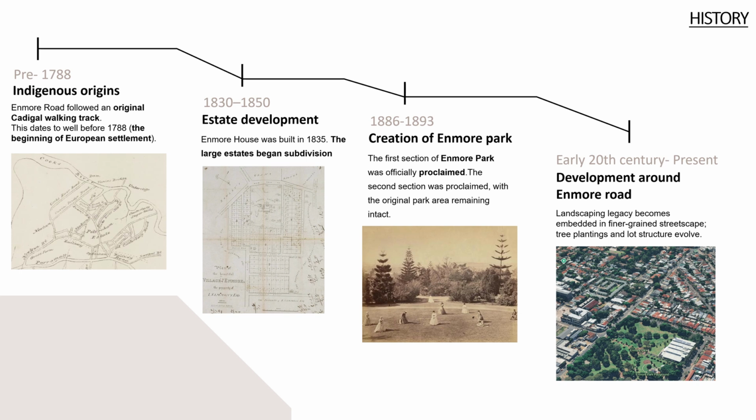From the early 20th century to today, the finer-grained subdivision around Enmore Road transformed the landscape into the dense residential and commercial streetscape we experience. These historic phases help us understand why certain patterns, like wide open areas, tree lines, and irregular blocks, persist.